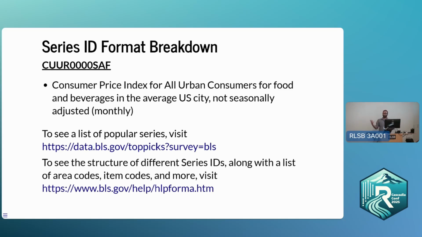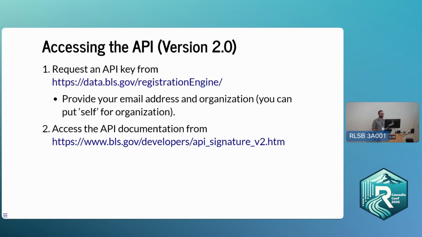So when you look at the full meaning, you're looking at the consumer price index for all urban consumers for food and beverages in the average US city, not seasonally adjusted and broken into a monthly format. There's a link here that shows you the list of popular series that you can go to the BLS, which tends to be the go-to for many statisticians. And if you want to see the different structures of different series IDs along with their area codes and item codes, you can visit that link below that will give you the breakdown of all of that.